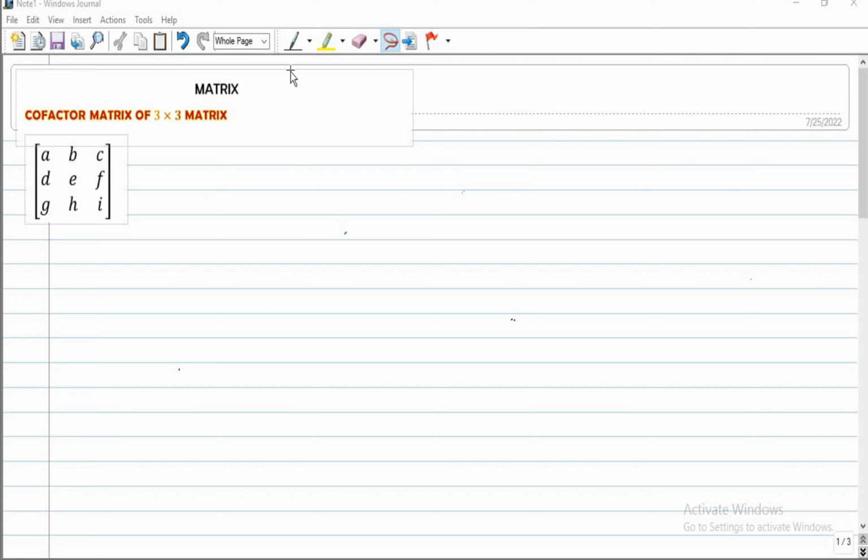So, a while ago, I have discussed with you how to determine the cofactor of a matrix, especially for a 2 by 2 matrix. This time, I'm going to discuss with you how to get the cofactor of a 3 by 3 matrix. So, for example, this one is a 3 by 3 matrix with elements A, B, C, D, E, F, and G.